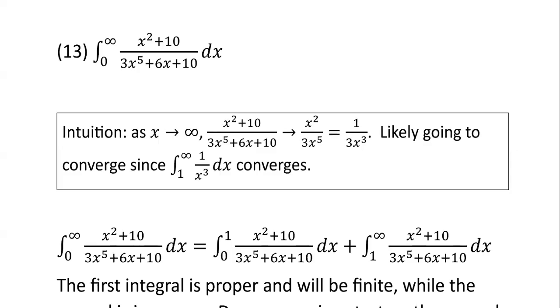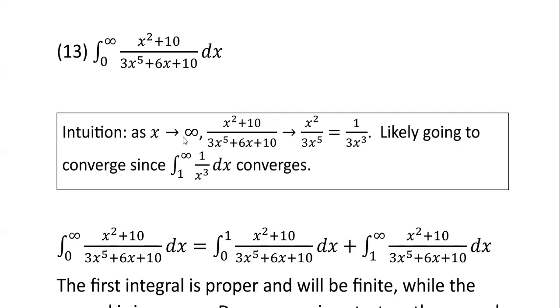Number 13, the integral from 0 to infinity, x squared plus 10 over 3x to the fifth plus 6x plus 10 dx. This is improper because the upper limit is infinite. We're fine with this lower limit of 0. We're not going to be dividing by 0. There's no domain restriction. But okay, so let's have our intuition.